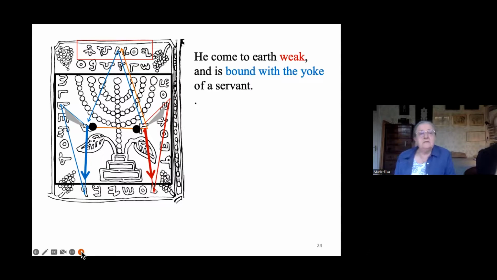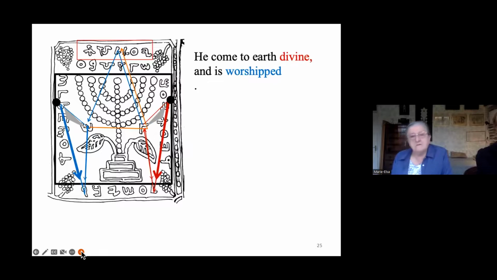And the blue line, when he comes down to earth, that's the word that means bound with a yoke. He is bound with the yoke of the servant. So you can read a lot of the book of Revelation and Christian theology from those particular sets of letters within the Holy of Holies, and where appropriate, either going up into the highest heaven or down onto earth. And now this is the end of the story.